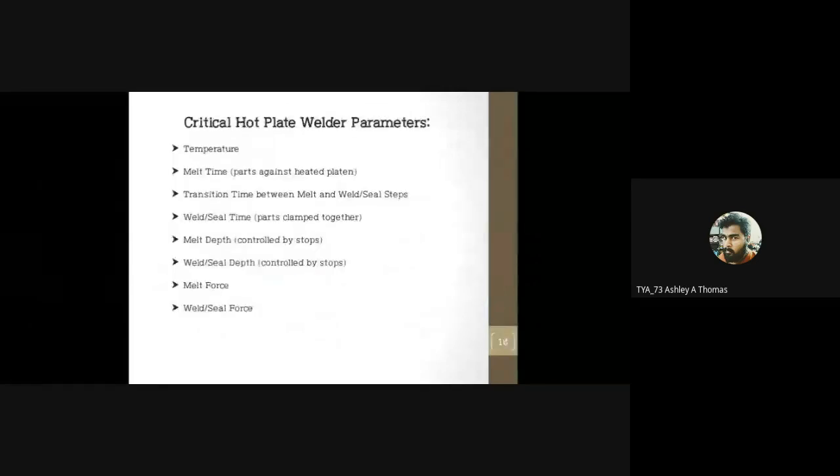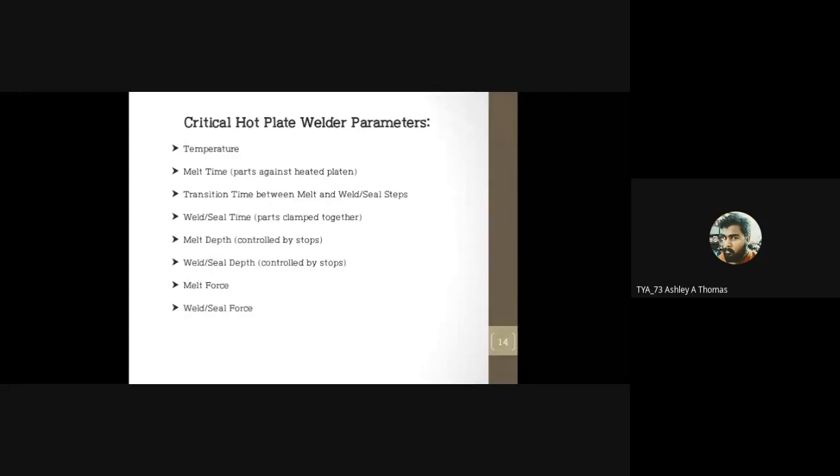In any kind of welding, mostly these parameters are important: temperature, melting time, sealing time or cooling time, melt force or weld force. To summarize: temperature, time of welding, time of cooling, sealing pressure, welding pressure, and depth of welding. Depth again depends on the time only. If you keep the welding gun for more time at one place, depth is going to be more, heating is going to be more, so it will go inside the surface also.